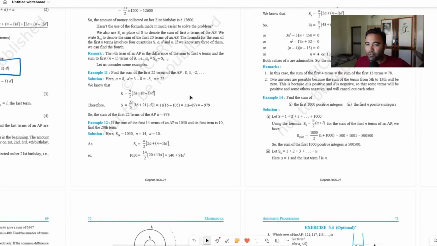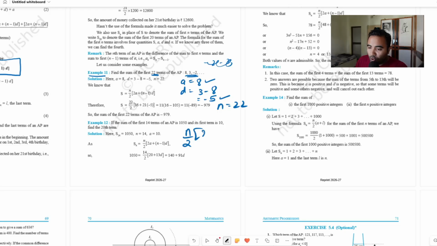Alright, I think this is example number 11. Find the sum of the first 22 terms of this AP. Alright, this is an AP, so you have a equal to 8. What is the common difference? 3 minus 8, that is minus 5. Minus 2 minus 3, minus 5. Yes, okay. So common difference we know, a we know, and n is equal to 22 terms. This is the question.